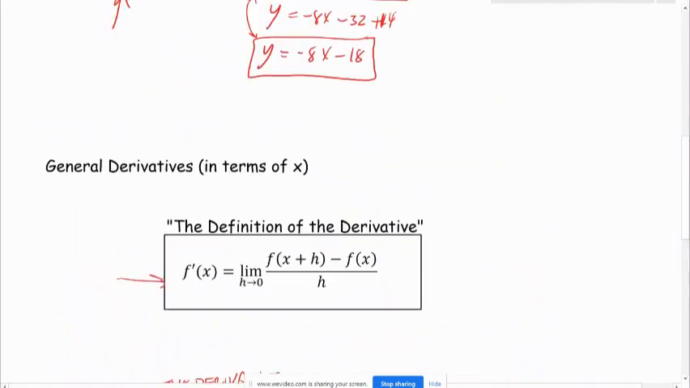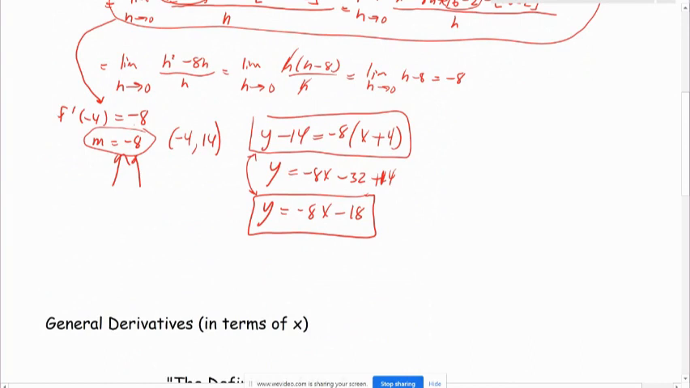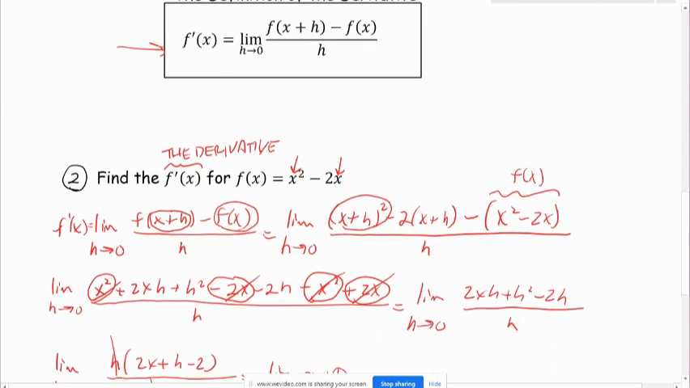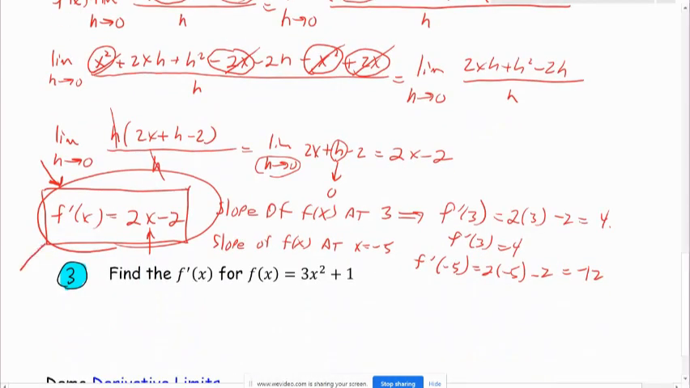Whereas the answer we got up here, when we got our answer of the slope was negative 8, that was only at one single point. That was at this point. But by having the derivative in terms of x, like I have here, now we can plug in any x value we want, and we know the slope.